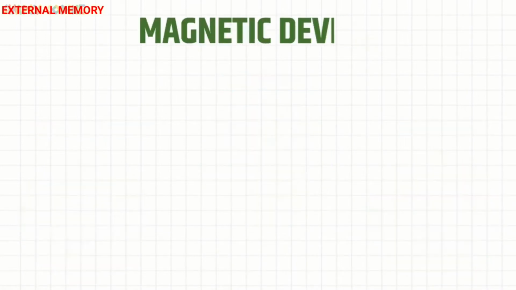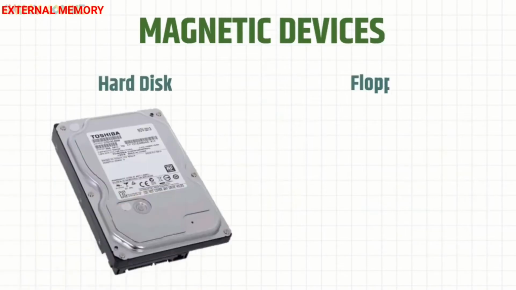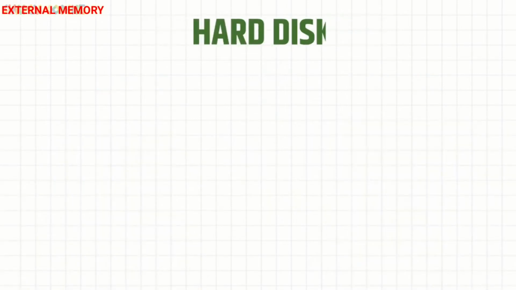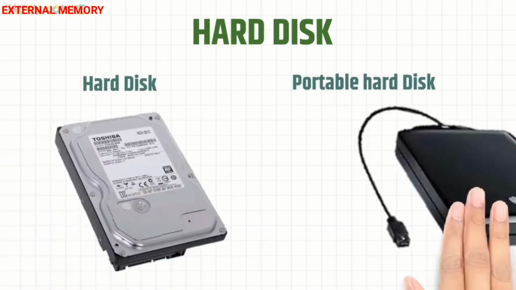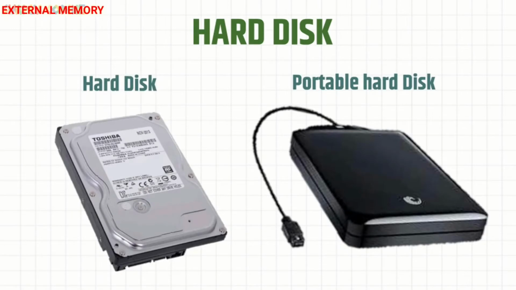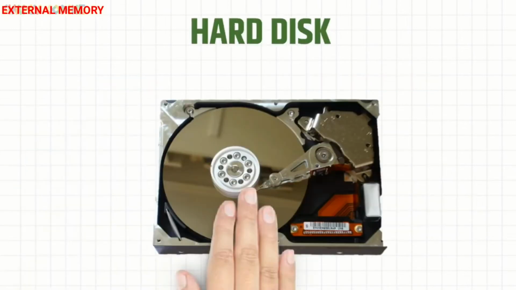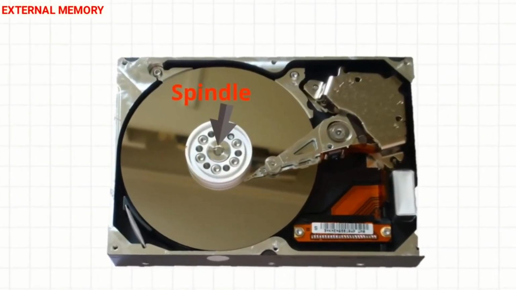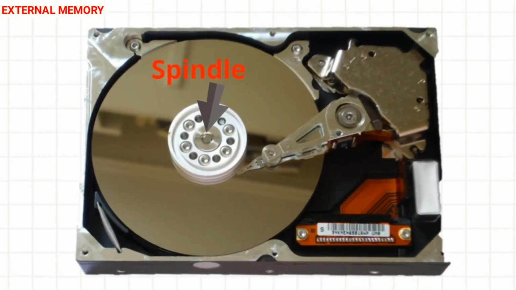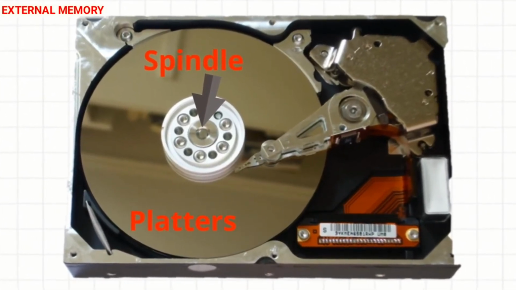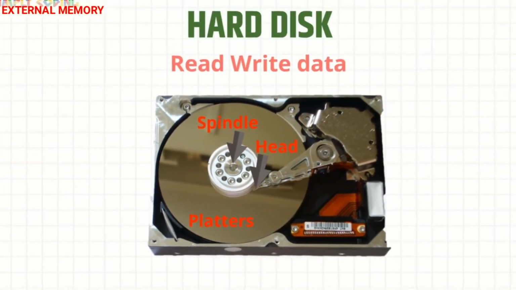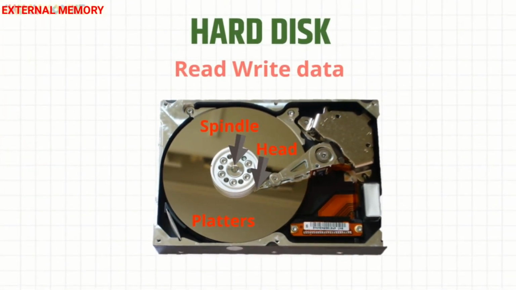Magnetic devices include hard disk and floppy disk. Hard disk is stored inside the computer and portable hard disks are also available. Inside the hard disk, there is a spindle which holds one or more rotating disks called platters. These disks are coated with magnetic material. These disks have a magnetic head which is used to read and write data on a disk.